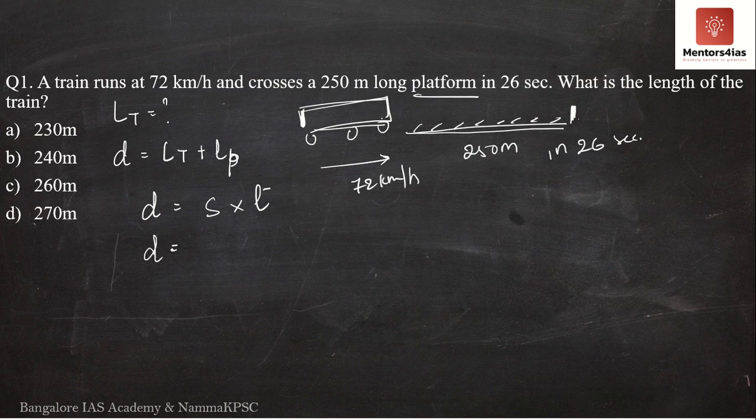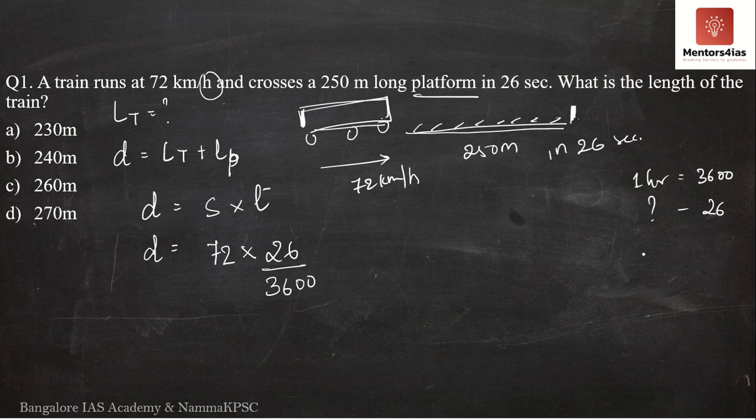So first let me solve for D, that is distance. What is the speed over here? Speed is 72 kilometers per hour. What is the time taken to cross the entire platform? 26 seconds. Since speed is in terms of hours, I'll have to convert time, that is in seconds, into hours. How can I do that? I'll have to divide 26 by 3600. See, 1 hour is equal to 3600 seconds. Then how many hours is 26 seconds? Nothing but 26 into 1 divided by 3600. So we have 72 into 26 divided by 3600.